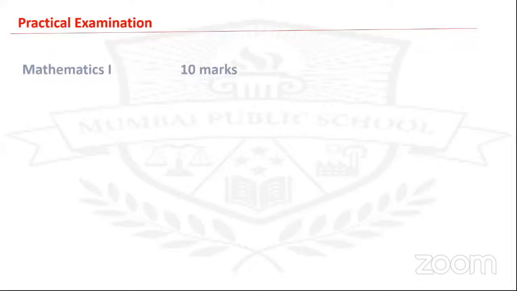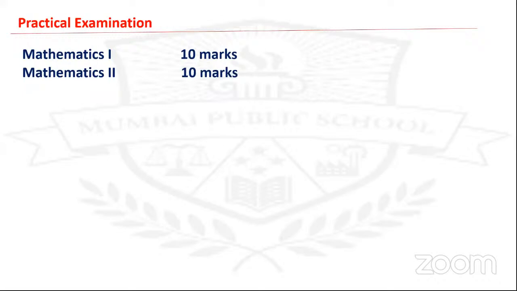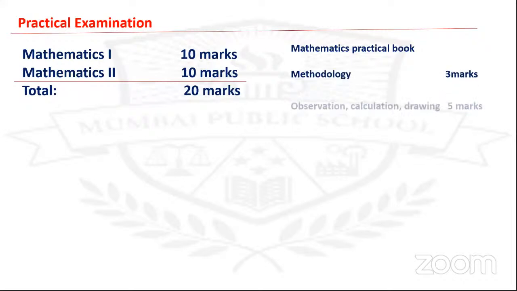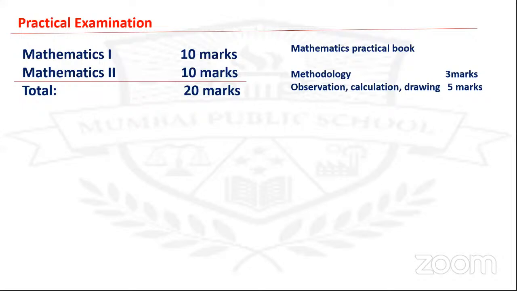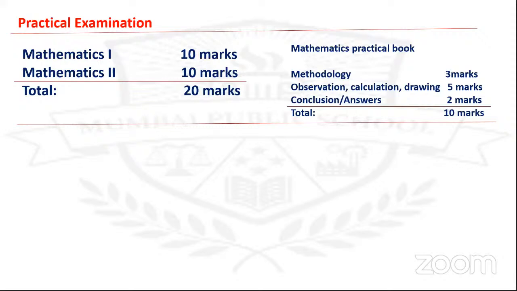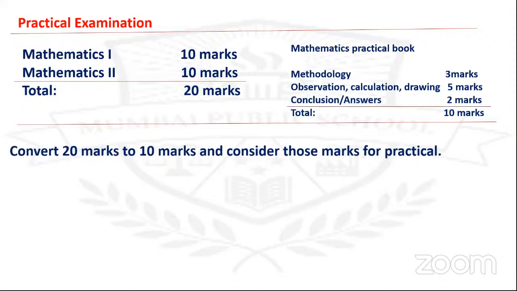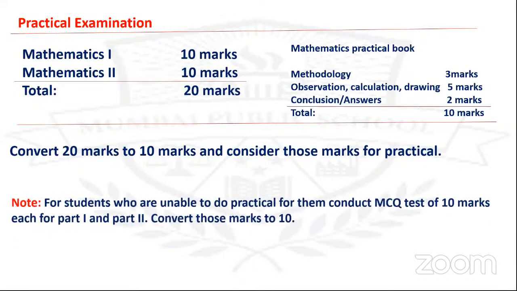You've got practical examination. Mathematics 1, 10 marks. Mathematics 2, 10 marks. Total 20 marks. Now this practical book, for methodology, you have got 3 marks. Observation, calculation, drawing, you have got 5 marks. Conclusion and answers, you have got 2 marks. Total 10 marks. Convert 20 marks to 10 marks and consider those marks for practicals.